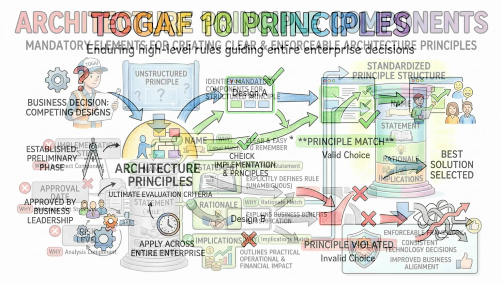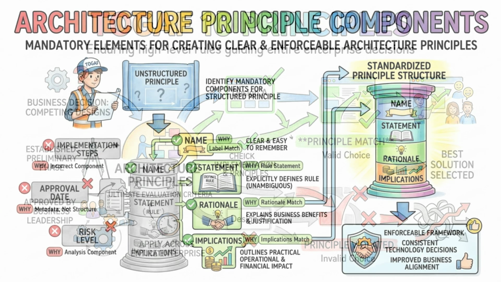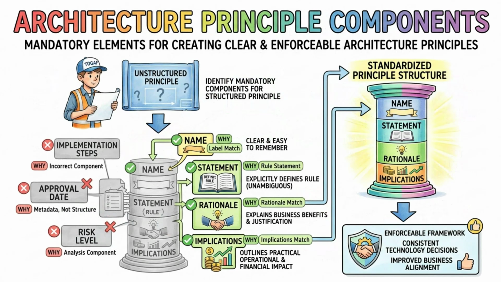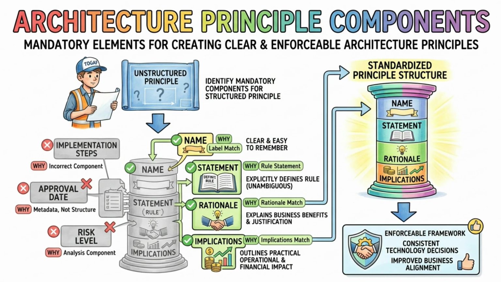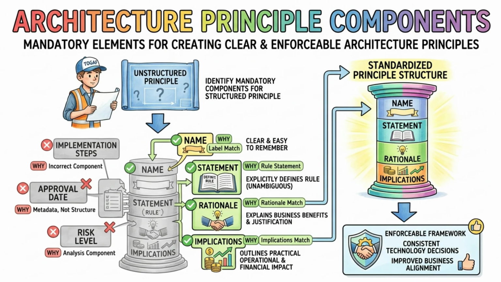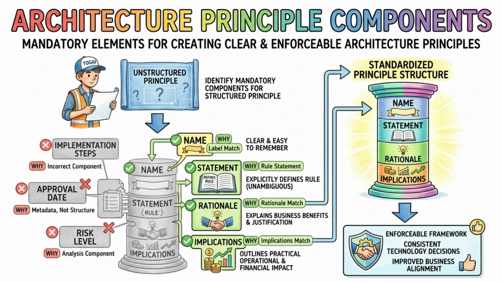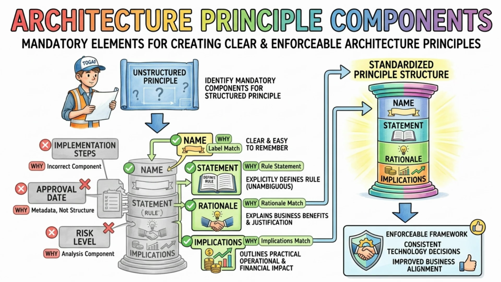To ensure clarity and enforceability, every architecture principle must follow a standardized structure consisting of 4 key elements: name, statement, rationale, and implications. The name should be clear and easy to remember, while the statement explicitly defines the rule in unambiguous terms. The rationale explains the business benefits and justification behind the rule, and the implications outline the practical operational and financial impacts of adhering to it. The exam frequently asks candidates to identify these 4 mandatory components.